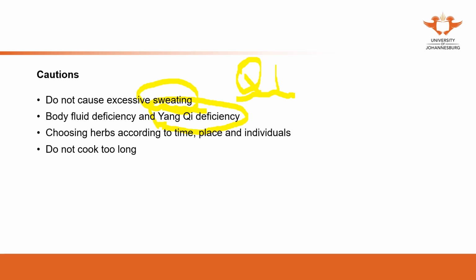Choose the herbs according to the season, the place, and the individual. Where is the patient? If the patient is in Johannesburg, in Durban or in Cape Town, you might need to use different herbs, because different areas have different weather that can affect our human body. So that's something we need to think about.